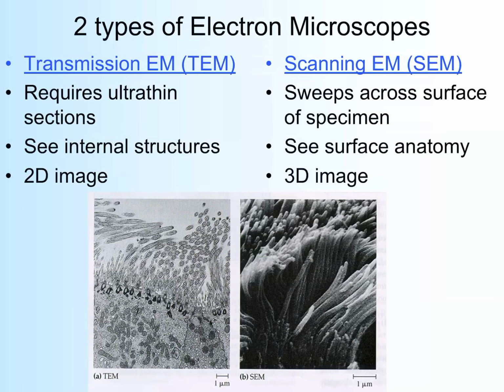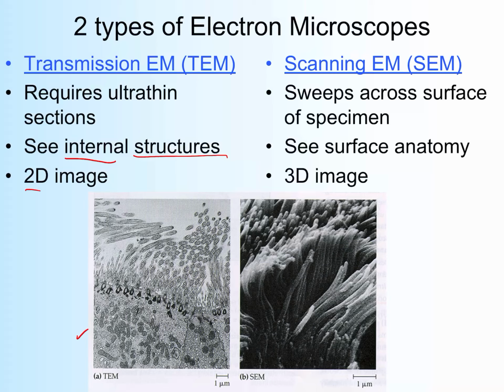And there are 2 kinds of electron microscopes. So one is called transmission electron microscope. And this really requires very, very thin structures because the goal of this is to see inside the cell, so internal structures, with very, very high precision and clarity and at very small structures. So what you end up getting is a 2-dimensional image. And so this picture here is your TEM.